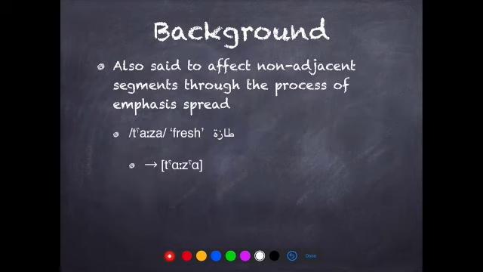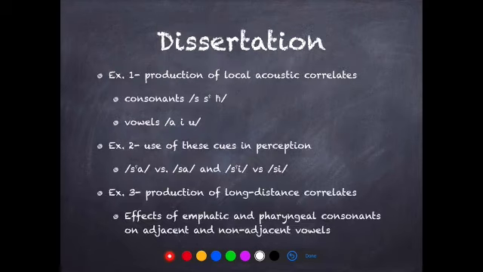The emphatic consonants are also said to affect non-adjacent segments by the process of emphasis spread. So on the last slide, I was talking about how an emphatic consonant like the emphatic T in the word for fresh would affect the neighboring vowel, but it's also been claimed that it affects the non-adjacent consonant and non-adjacent vowels, so it basically spreads throughout the entire word. This is one of the things I evaluated in my dissertation as well.